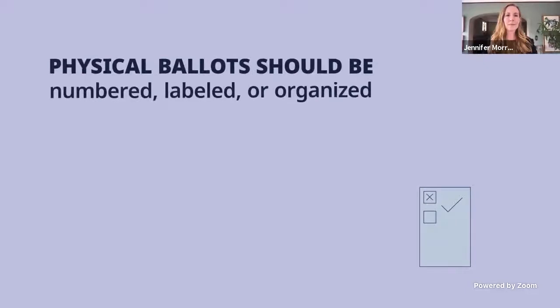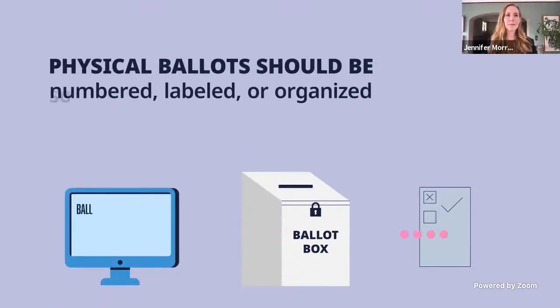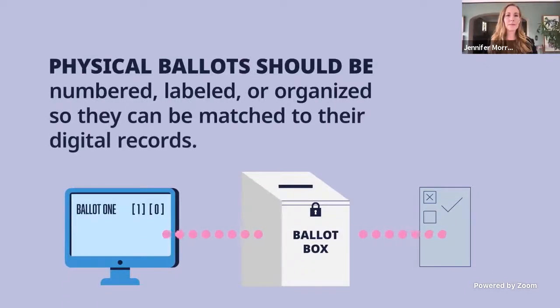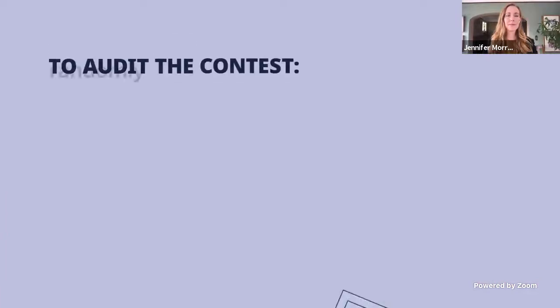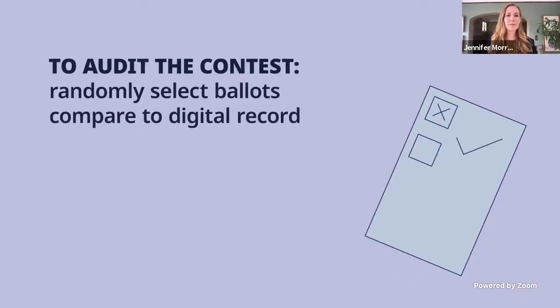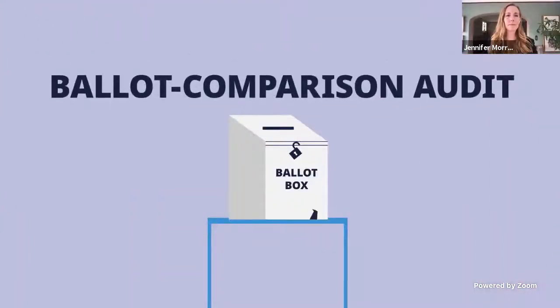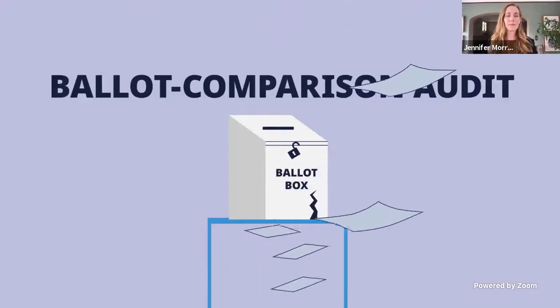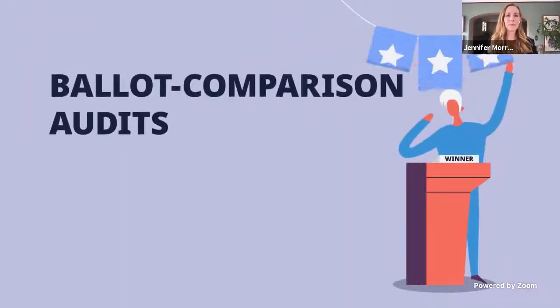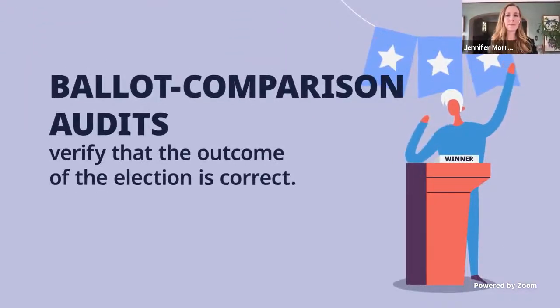Physical ballots should be numbered, labeled, or organized so they can be matched to their digital records. To audit, you randomly select ballots and compare the physical ballot to its digital record. This method is more efficient than the other 2 methods since you look at fewer ballots to reach the same level of statistical confidence. Ballot comparison audits provide the deepest level of insight into possible tabulation and process errors. They also verify that the outcome of the election is correct.